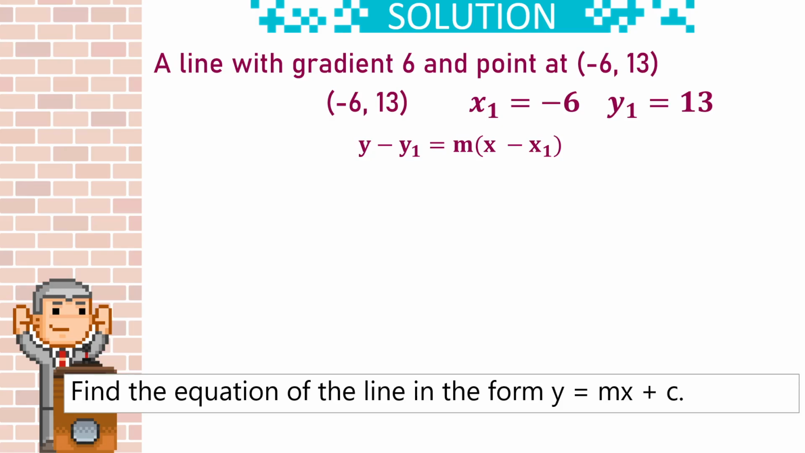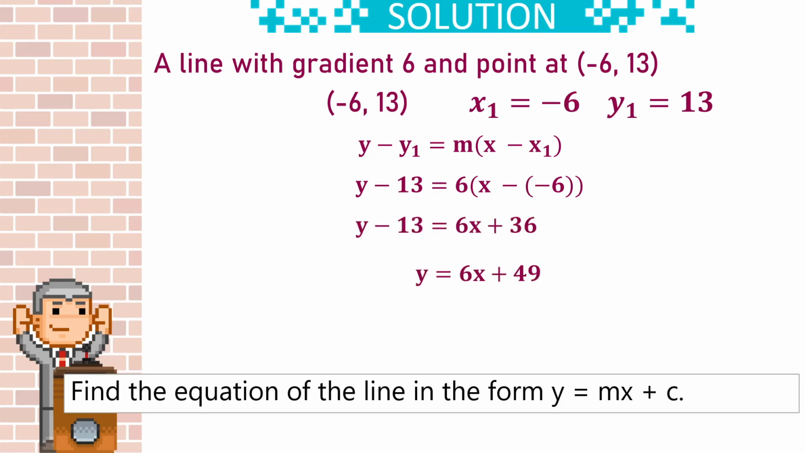So the y1 is 13, the x1 is minus 6, and the m, which is the gradient, is 6. And we're going to expand the brackets and add 13 to both sides. And our equation of our line in the form y equals mx plus c is y equals 6x plus 49.